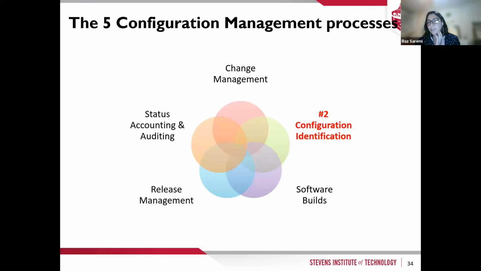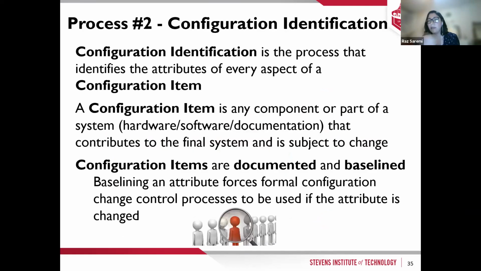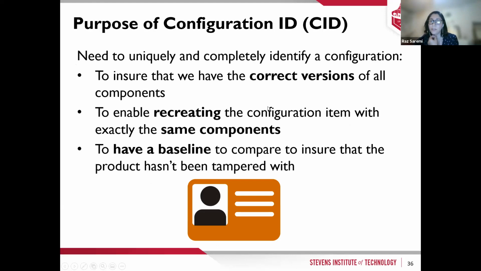Then we had configuration identification. What do we mean by that? We mean that we want to have an ID for each configuration item, right? It's the process that identifies the attributes of every aspect of a configuration item. So again, remember, a configuration item can be a baseline, but a baseline is not necessarily a configuration item that I'm working on. So I need to make sure that everything is documented based on the different IDs that we have. This process helps me make sure that I'm on the correct version. I can recreate whatever I needed in the same component, and I have a baseline to compare because I can trace everything back based on the ID, right?